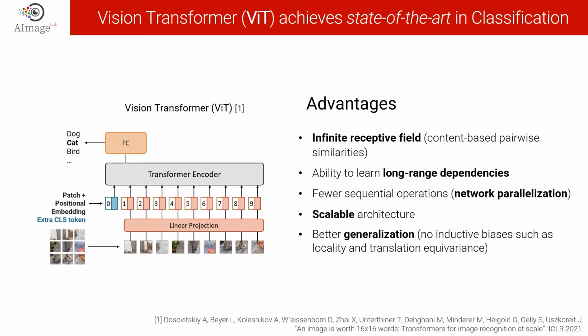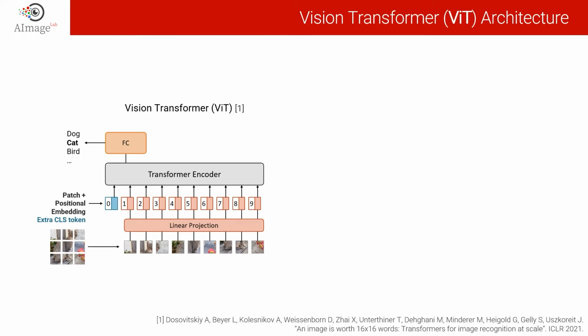The ViT key features include an infinite receptive field achieved through the computation of content-based pairwise similarities, ability to learn long-range dependencies, fewer sequential operations enabling network parallelization, scalable architecture, and better generalization thanks to the absence of inductive biases, such as locality. By analyzing the structure of the vision transformer in more detail, the main disadvantage of this architecture immediately emerges, namely the high computational cost.